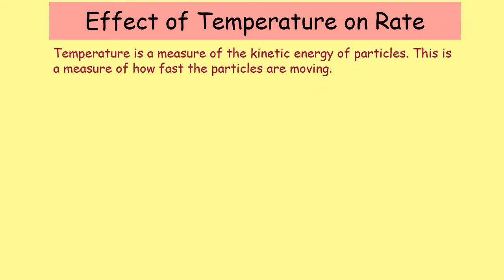So the effect of temperature on rate. Temperature measures the kinetic energy of particles. By kinetic energy, that means the energy that particles have by moving. If you have a lot of kinetic energy, you're moving a lot. If you have low kinetic energy, that means you're not moving very much. If you are at a high temperature, you have a high kinetic energy, which means you're moving a lot. If you've got a low temperature, you have low kinetic energy, which means you're not moving a lot.